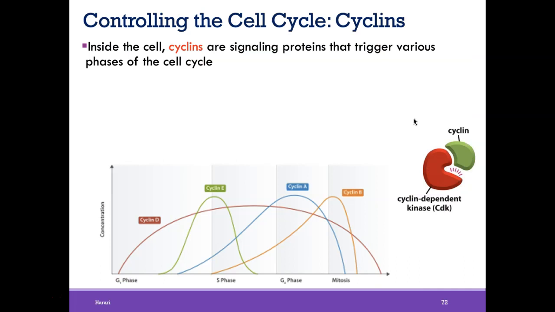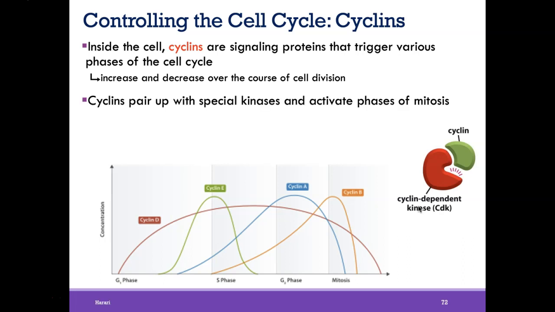Inside of the cell, these proteins called cyclins go up and down. They cycle, and they trigger various phases of the cell cycle. So they increase and decrease over the course of cell division. And again, the concentration always fluctuates in very predictable ways during each stage. So for example, cyclin E always peaks between G1 and S phase. Cyclin B always peaks between G2 and M.